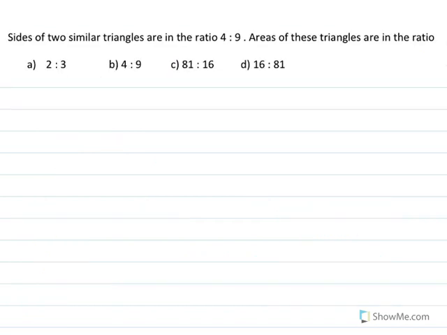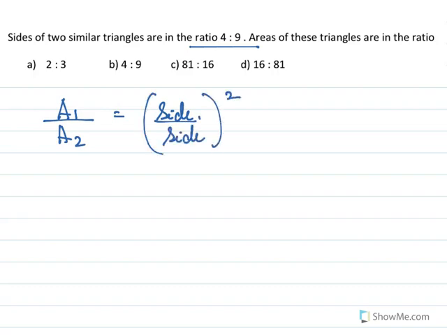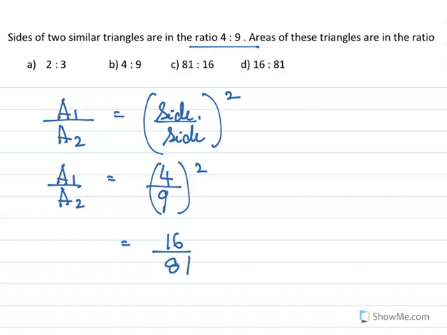The sides of two similar triangles are in a ratio 4 is to 9. So the areas will be, area 1 over area 2, we know is side 1 over side 2 the whole square. This is the formula. Now the ratio of the sides is 4 over 9. So that will be 4 over 9 the whole square, which is 16 over 81. So this is 16 over 81.